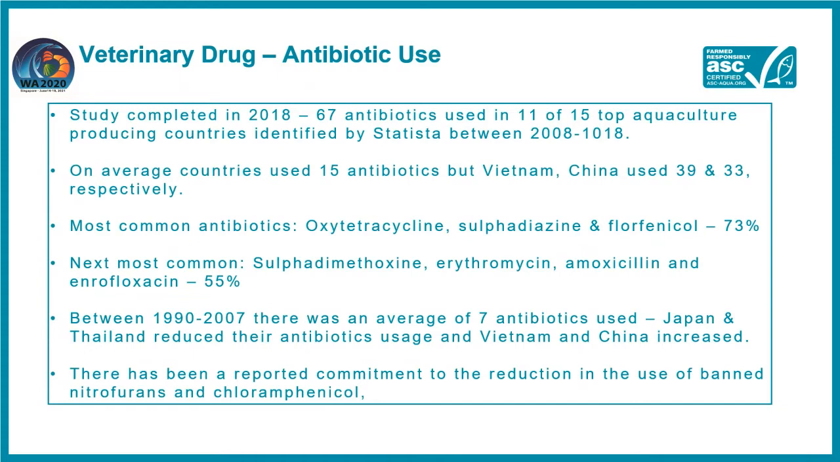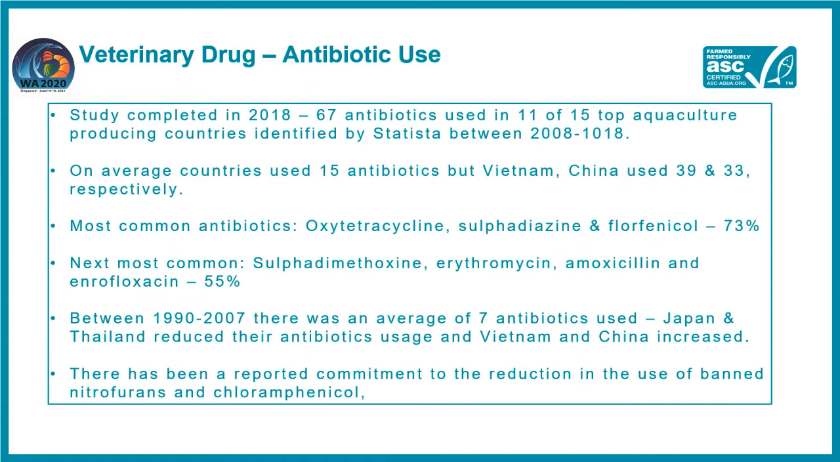A review of antibiotics from the top 15 producing countries, 50 published papers representing the bulk of worldwide literature. The review reported 67 antibiotic compounds were used in aquaculture from 11 of 15 major producing countries between 2008 and 2018. 73% used oxytetracycline, sulfadiazine and florfenicol, and 55% used sulfadimethoxine, erythromycin, amoxicillin and enrofloxacin. On average, producers used 15 antibiotics, but Vietnam and China used 39 and 33 antibiotics respectively.